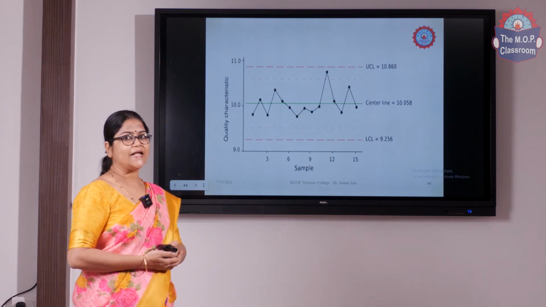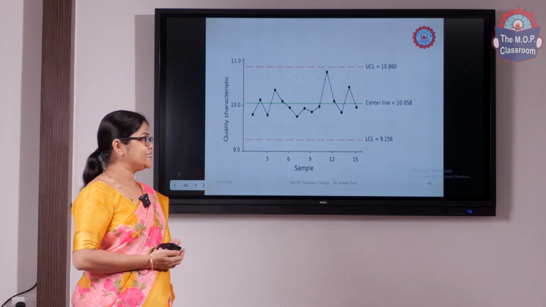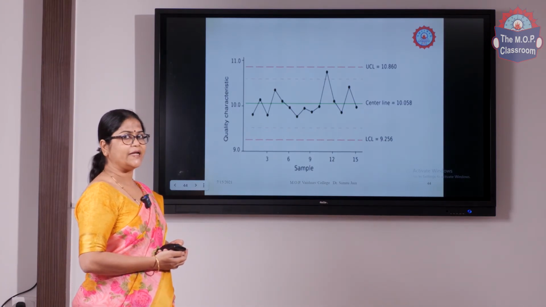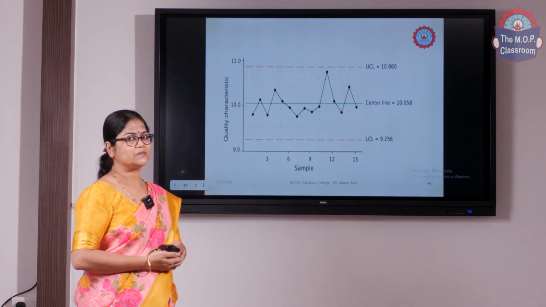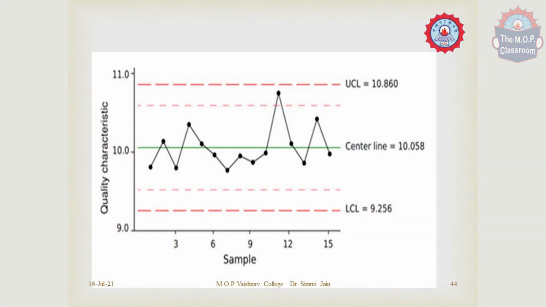This is a diagram which shows the center line, the control line and the upper and the lower control limits. A point falling within the upper and lower control limits will be acceptable and those falling beyond those limits will be unacceptable and need to be corrected.